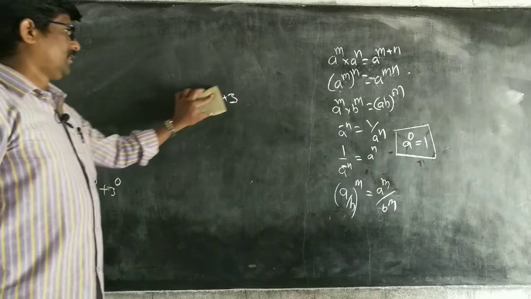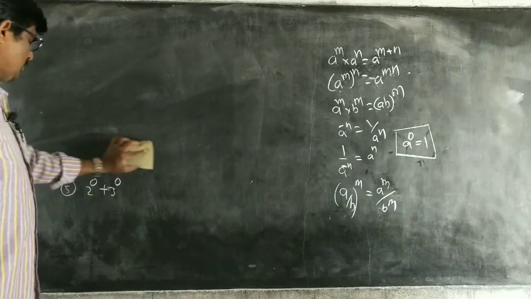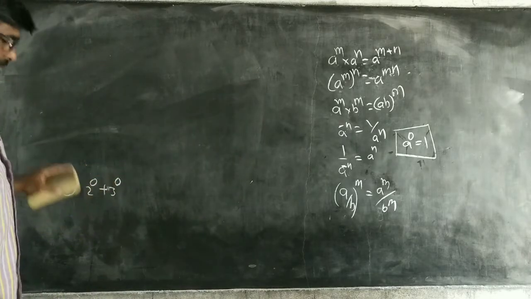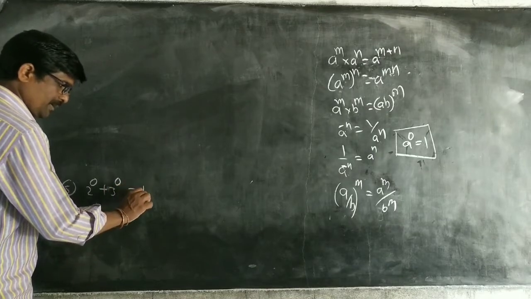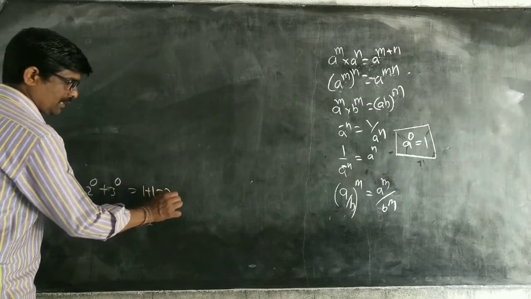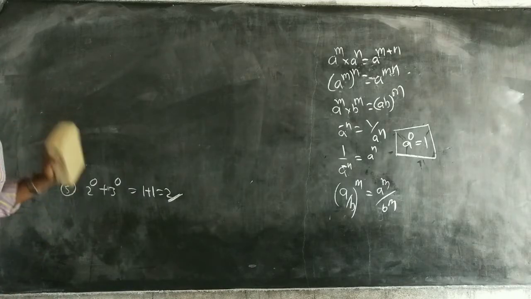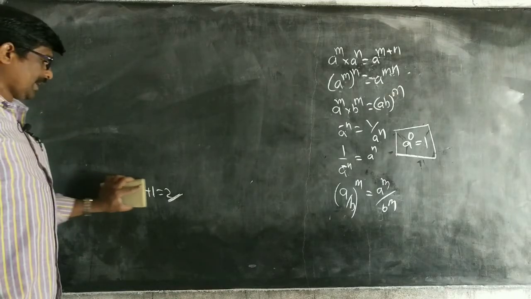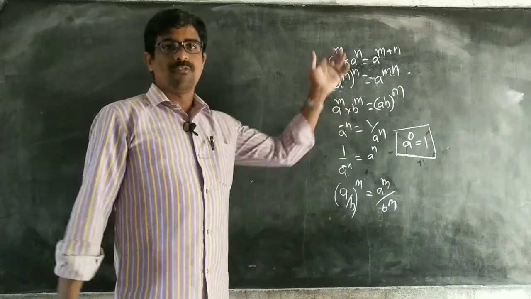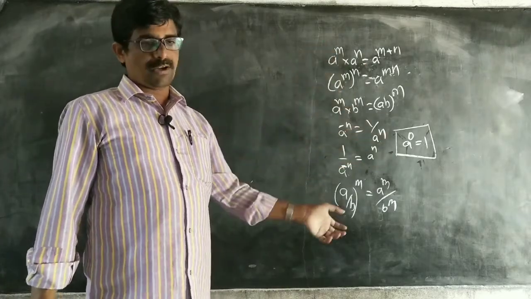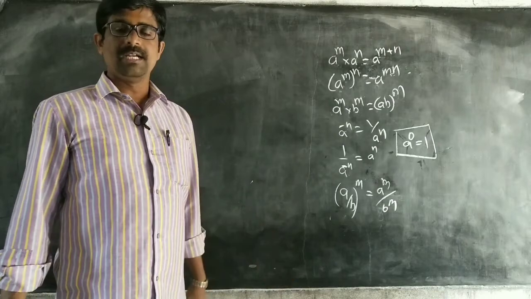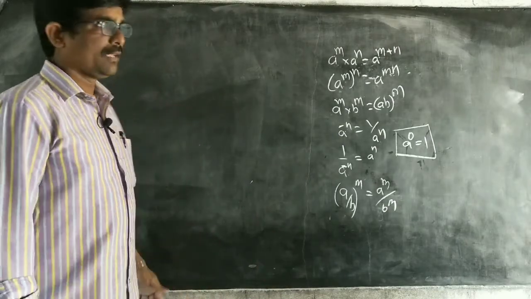Next, this is also over. Simple. Any power 0: here I have to write 2^0 means 1, 3^0 means 1, plus 1, 2. Okay, these are some problems on powers and exponents. These are the formulas. Using these formulas you can solve the problems. Okay, thank you.